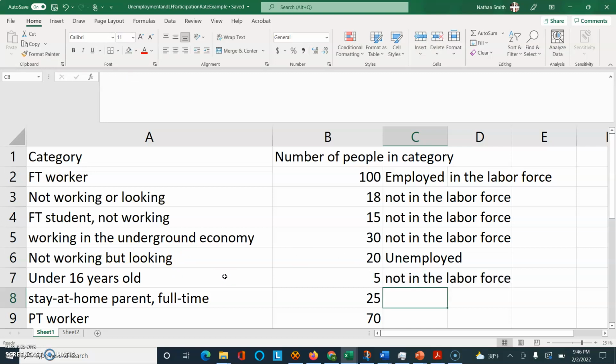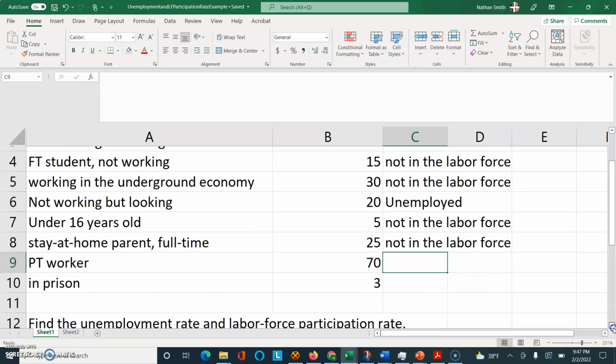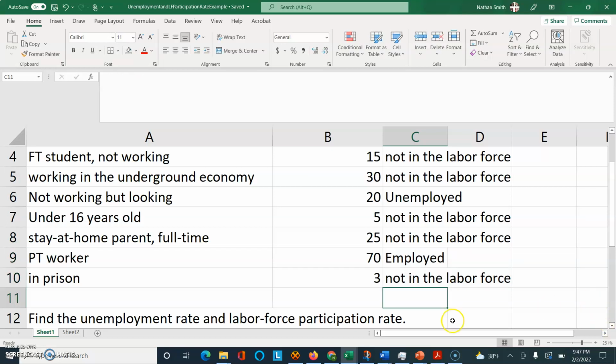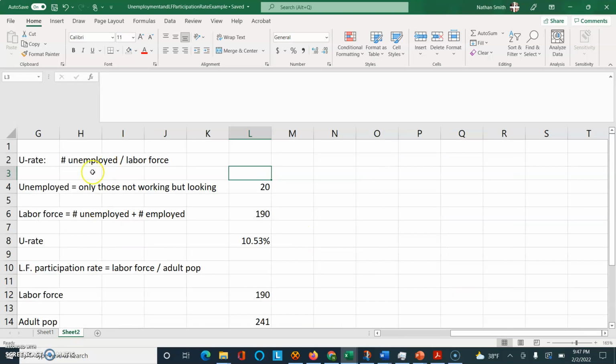If you're under 16, we consider you not in the labor force. If you're a stay-at-home parent, not in the labor force. If you're part-time, you still count as employed just like a full-time person would. And if you're in prison, you are not in the labor force. Okay, so what we're trying to find is the unemployment rate and the labor force participation rate. Okay, so again, let's go to the next tab.